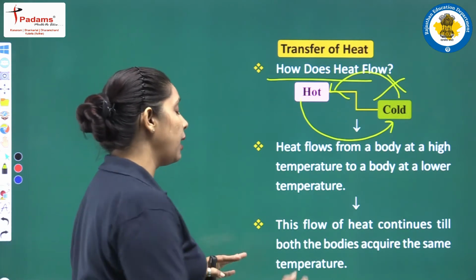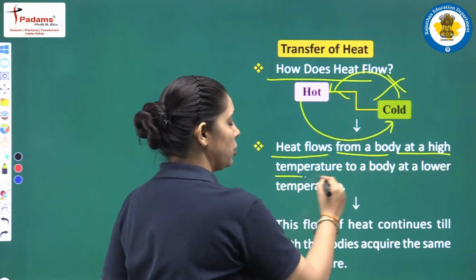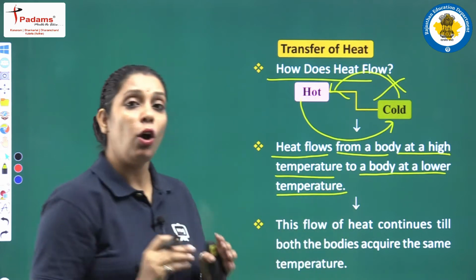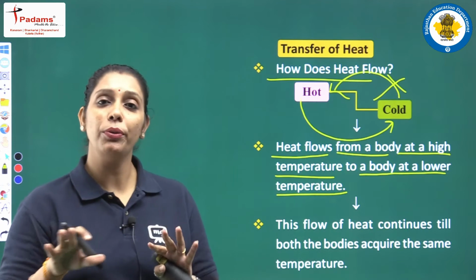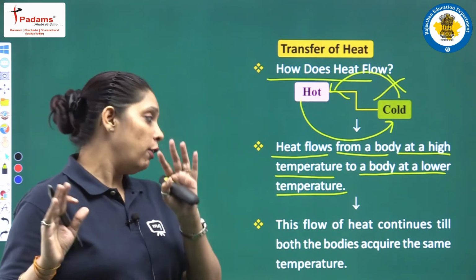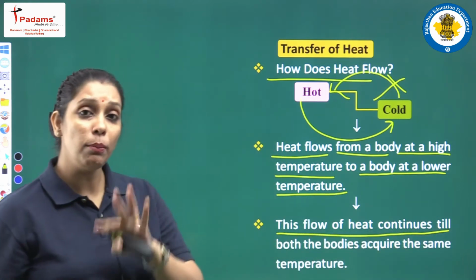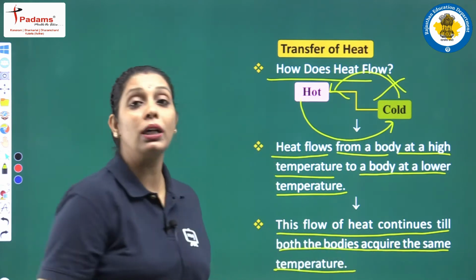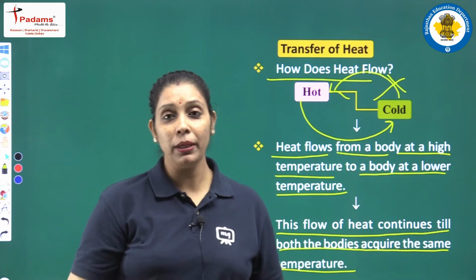So we can say that heat flows from a body at a higher temperature to a body at a lower temperature. और ये शिफ्टिंग कब तक होगी? जब तक कि दोनों बॉडीज इक्विलिब्रियम कंडीशंस में नहीं आ जाती हैं. What is equilibrium, students? We can say that this flow of heat continues till both the bodies acquire the same temperature, जब तक दोनों का टेम्परेचर सेम नहीं हो जाता. Is it clear to everybody?